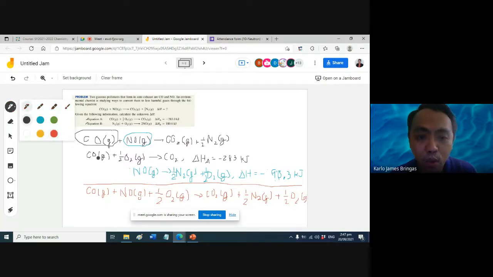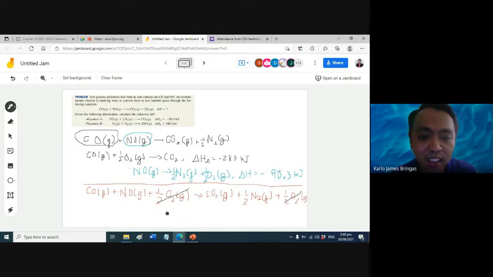Now, if you look carefully, ang ating oxygen is present both in the reactant side and on the product side. So the 1/2 oxygen, magka-cancel out lang yan. So canceling that out, what is left now is our target equation over here. So now, since we've already got our target equation, we can confidently add together the negative 283 plus the negative 90.3 kilojoule. So can you please compute for me how much ang ating delta H for this reaction?